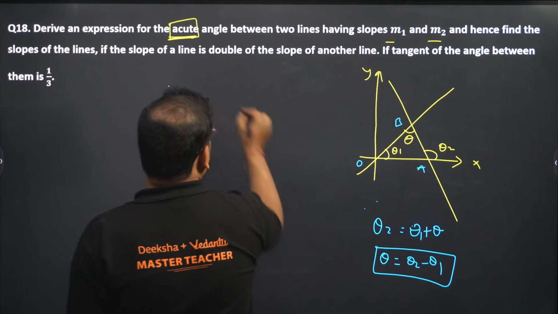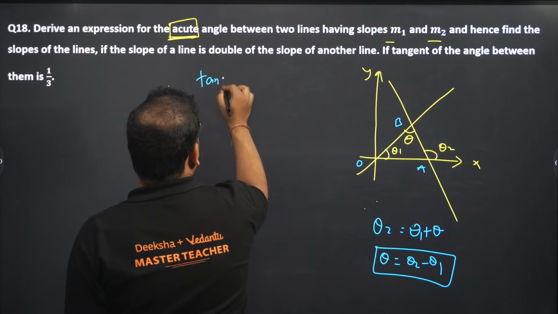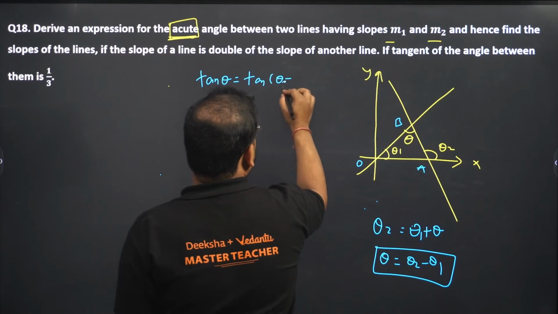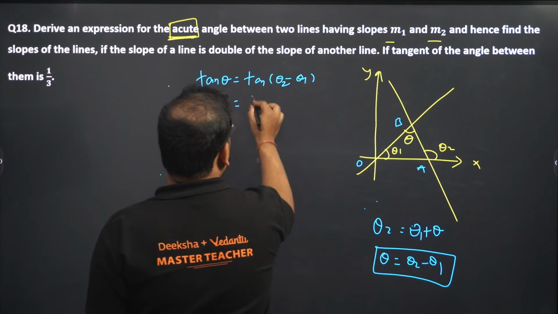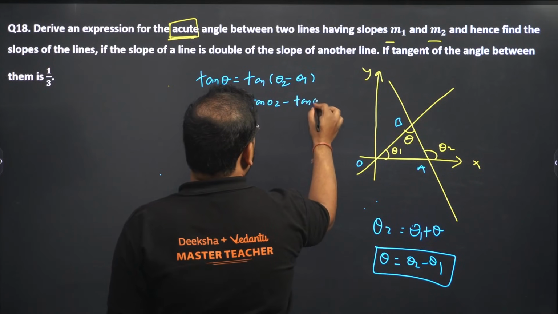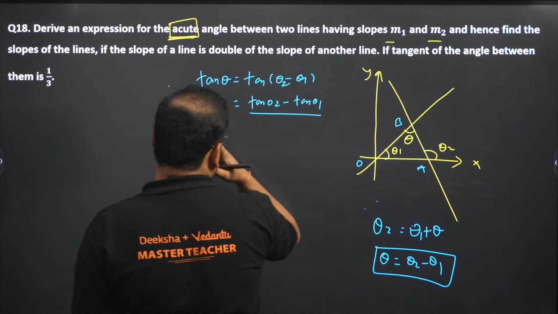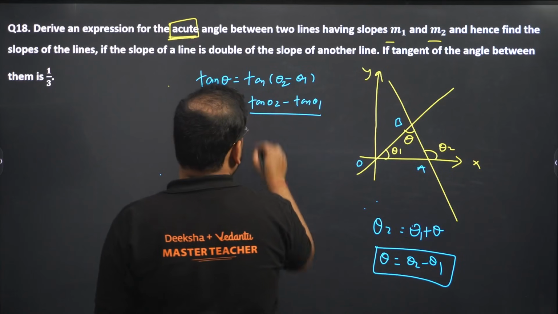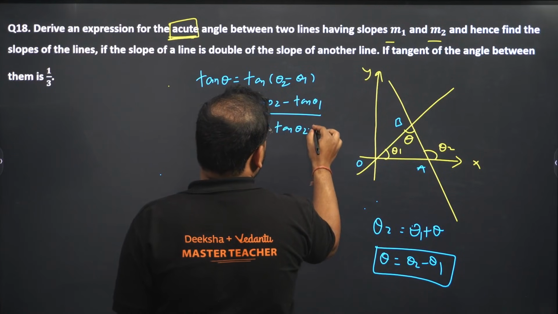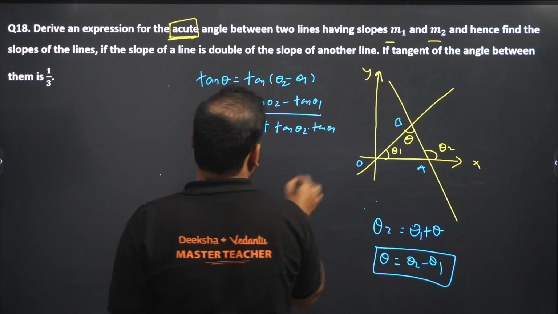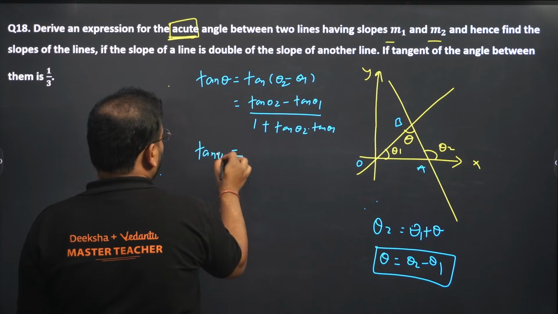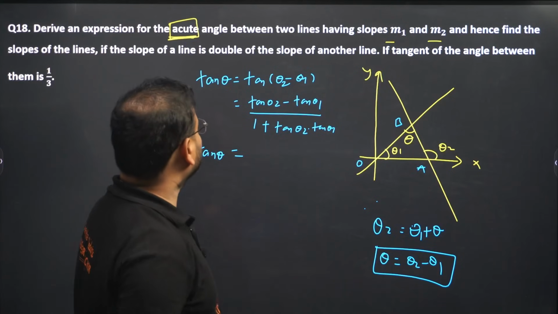Apply tan on both sides. You get tangent of theta equals tan of theta 2 minus theta 1. Formula is there. Tan theta 2 minus tan theta 1 upon 1 plus tan theta 2 into tan theta 1. Now we all know very well that tan theta means the slope.